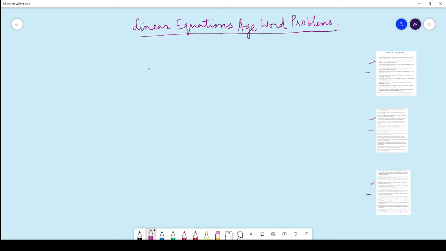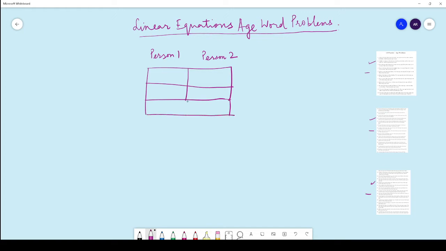So the key to it is, what you need to do over here is you need to make a kind of a chart. Sorry for my crooked line, but I hope it serves the purpose. So what you have over here is person 1 and person 2. Now there are three situations in which you will find the relations to their ages. So there is one present, one past, and one future.